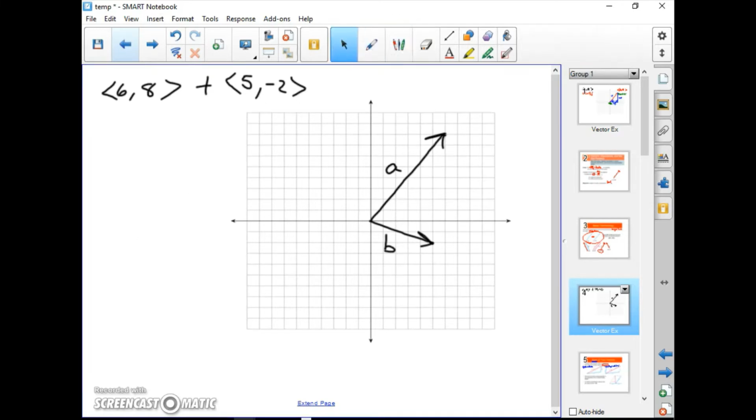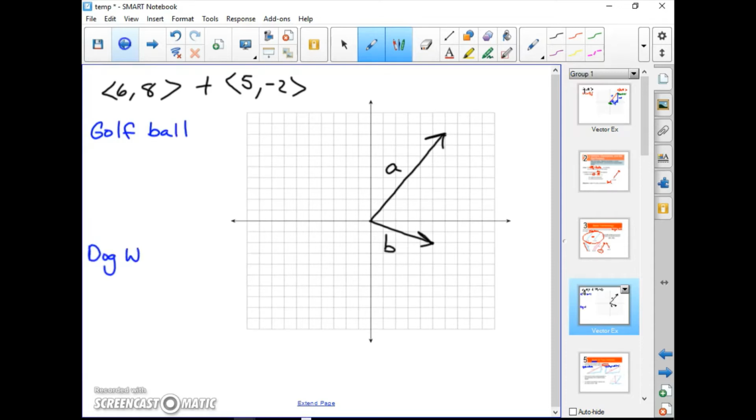Okay? There's two different ways I can do it. There's either the golf ball or the dog walker. The way it's drawn right now, to me, looks like the dog walker problem. Okay, so imagine if somebody is walking two dogs. And one of them is a really big dog, and one of them is a really little dog. Okay? Those two dogs are pulling him.